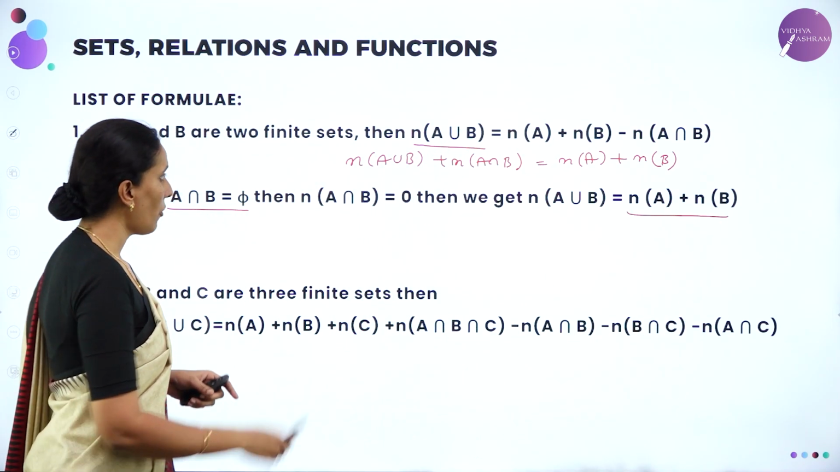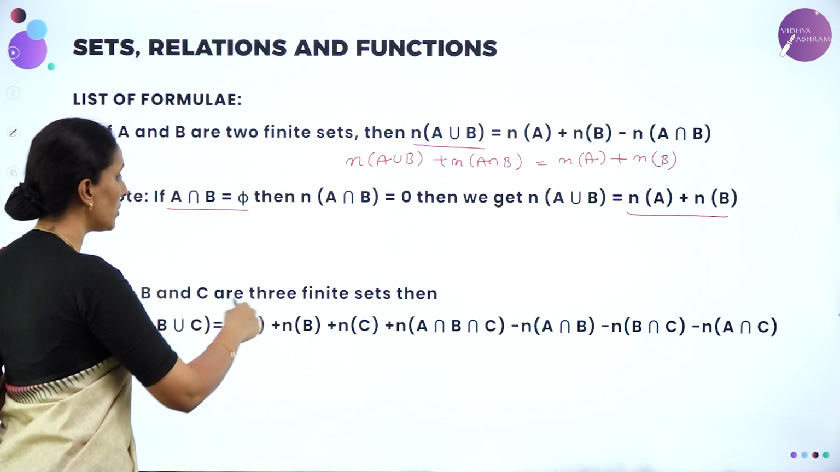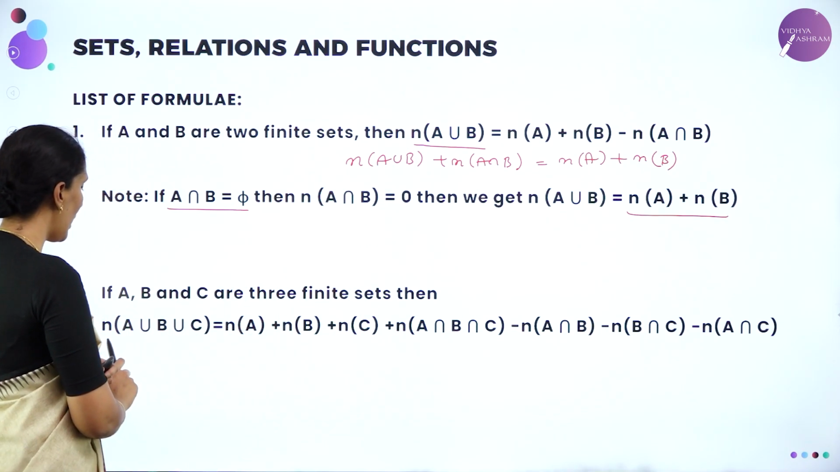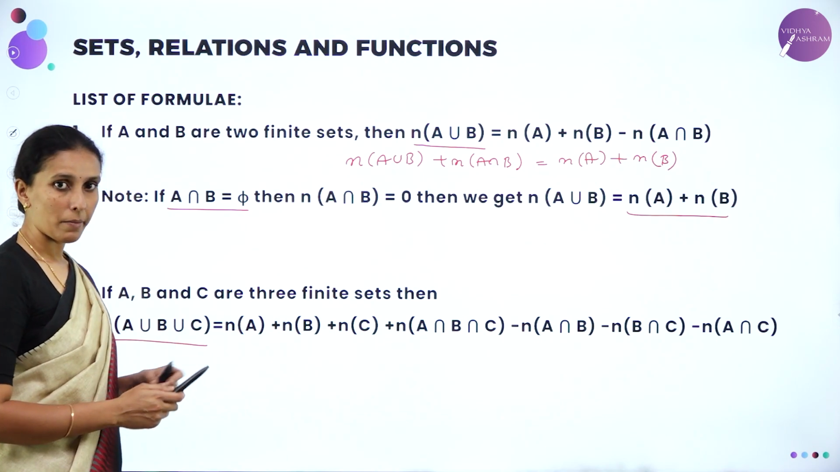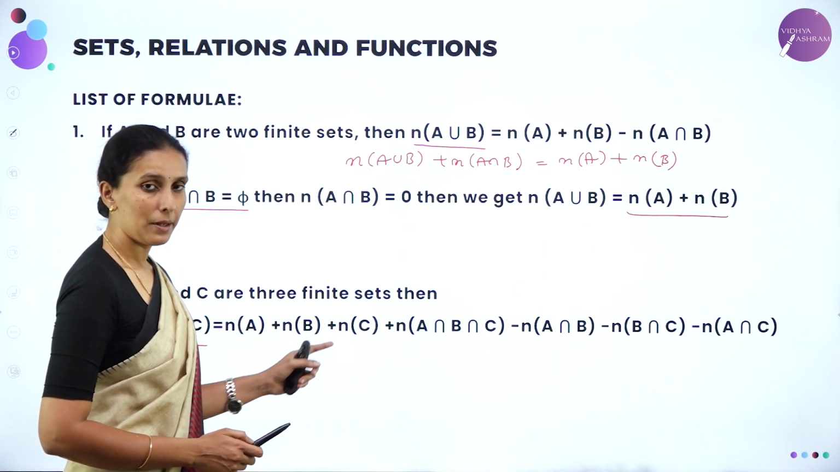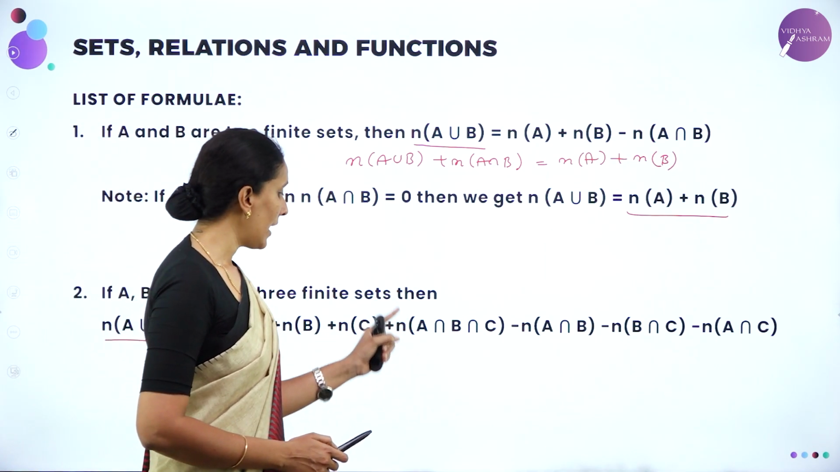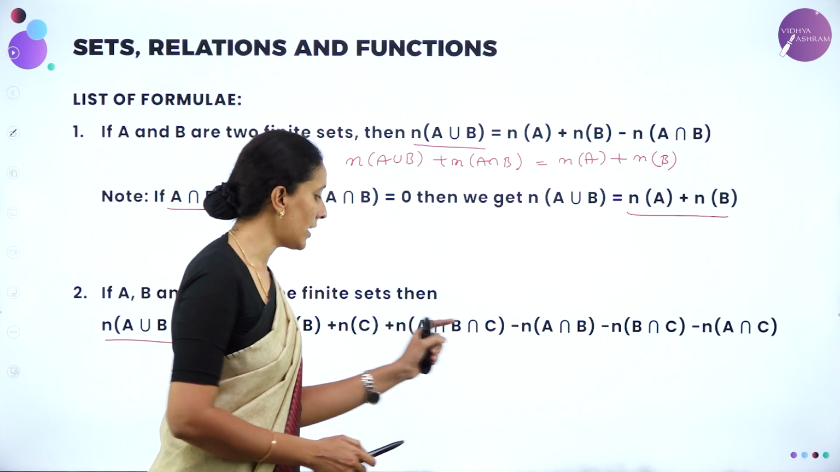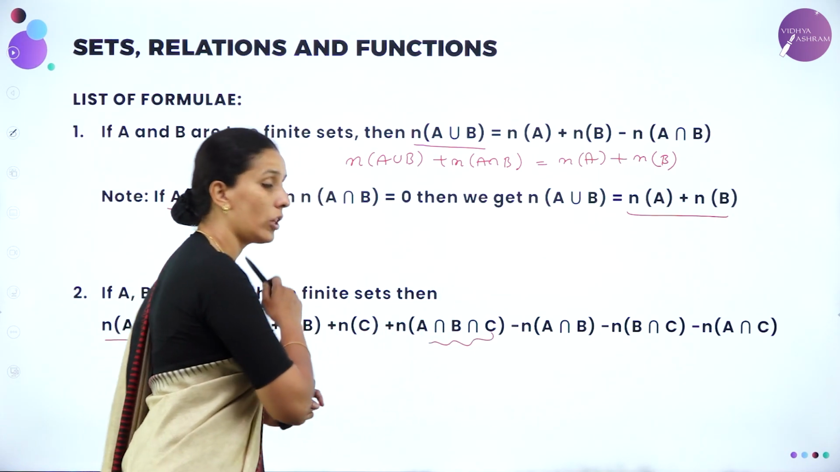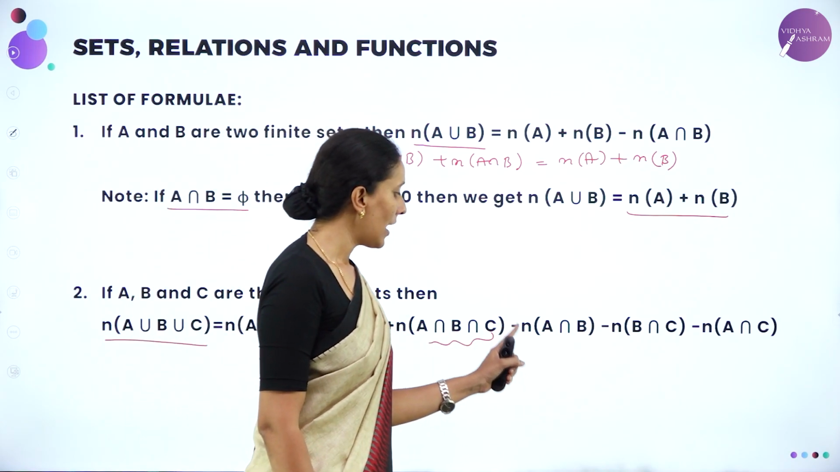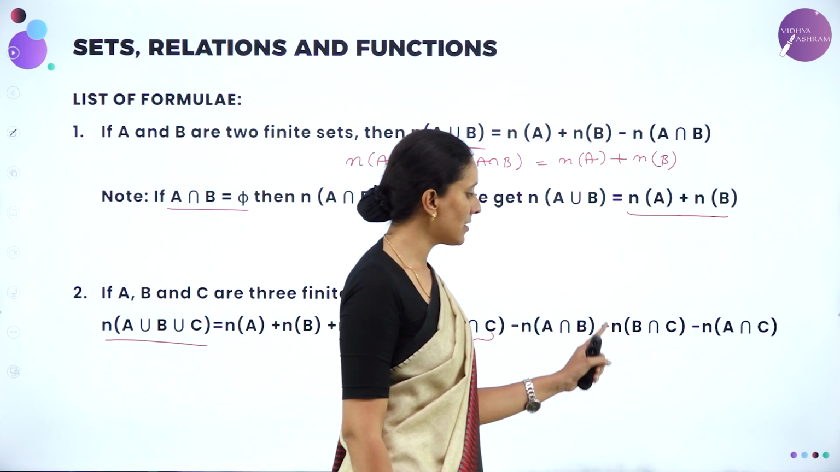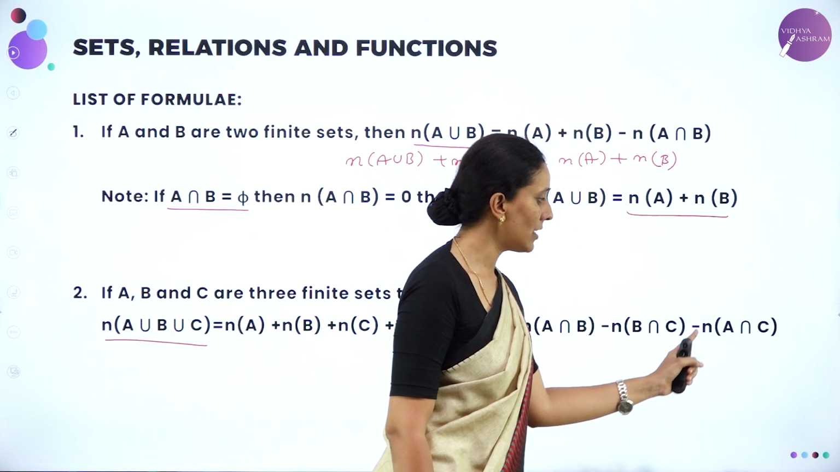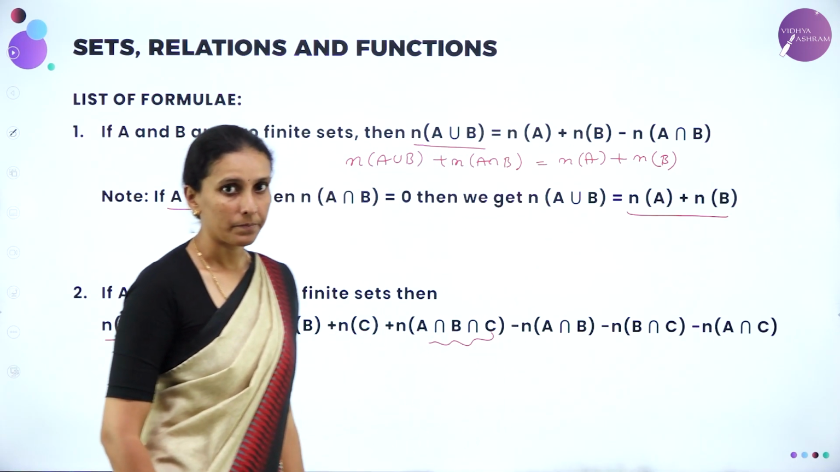Now if we extend this concept to three finite sets, then n of A union B union C is given by n of A plus n of B plus n of C plus n of A intersection B intersection C, that means the common elements in all the three sets, minus n of A intersection B minus n of B intersection C minus n of A intersection C.